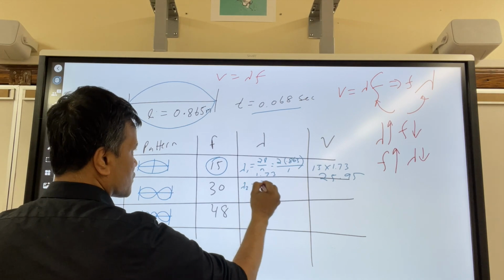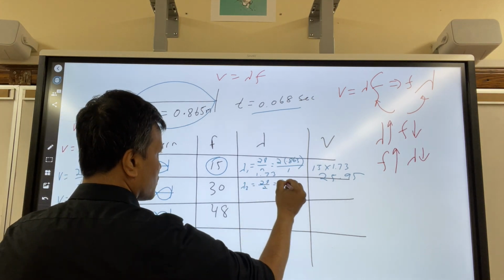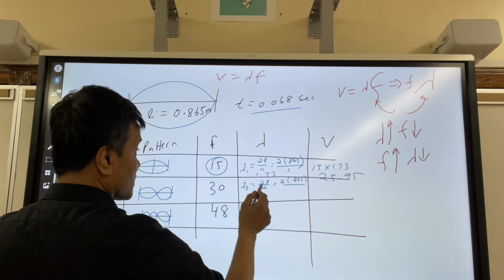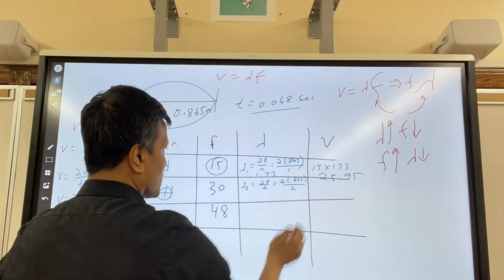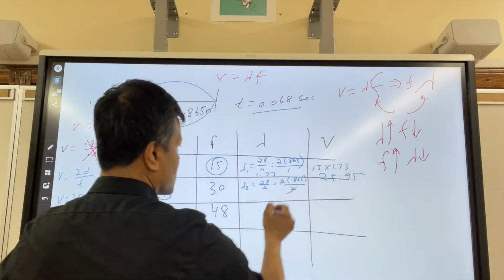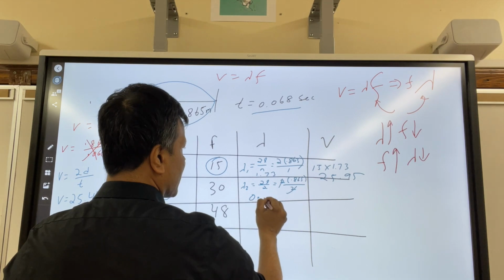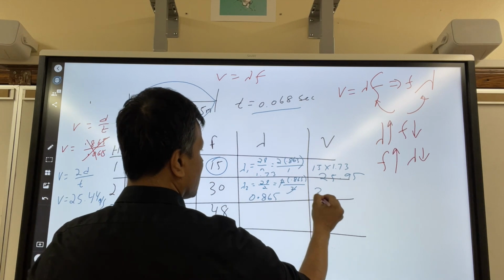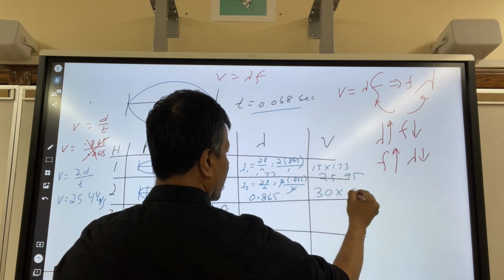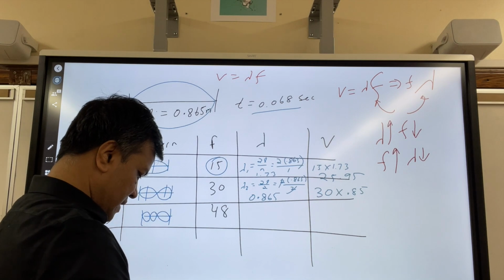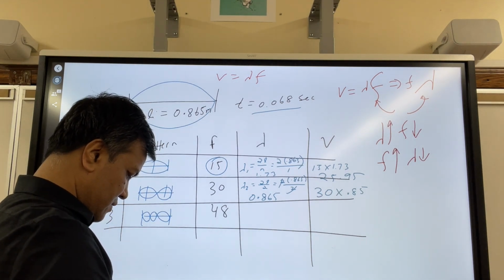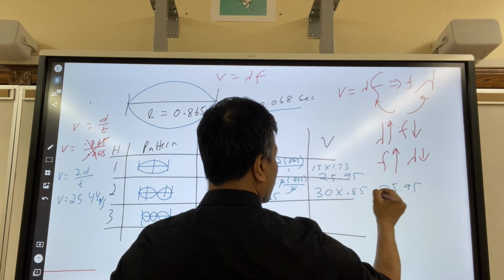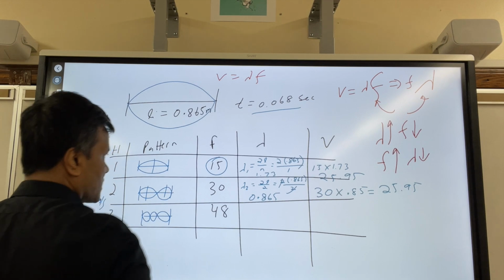Lambda 2 is equal to 2L over N. So that would be 2 times 0.865 divided by 2, because one loop, two loops. The 2s cancel, so it's 0.865. Now I have a bigger frequency and a smaller lambda, 0.865. So 0.865 times 30 is 25.95. Wow, that's awesome.